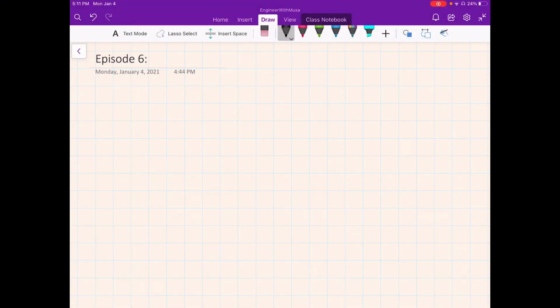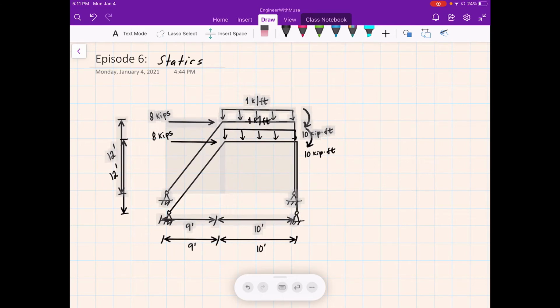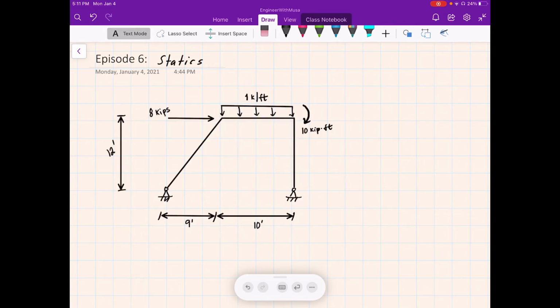This is Mohammed, and we're gonna be talking in episode 6 about some more statics. And today's lesson actually is gonna be a little bit different. It's not our typical beam that we've been working with. They're actually gonna be doing something like a frame. So I'll just go ahead and paste this problem in here and we'll get started.